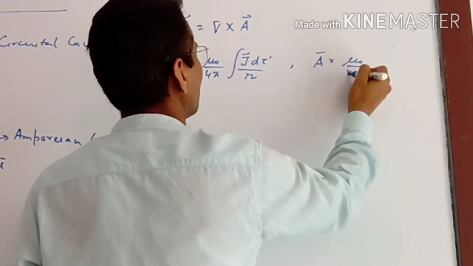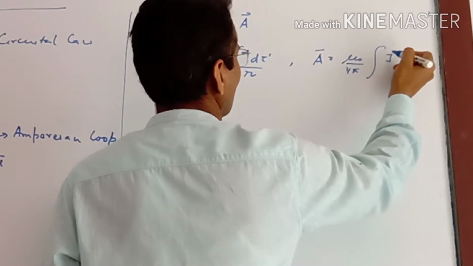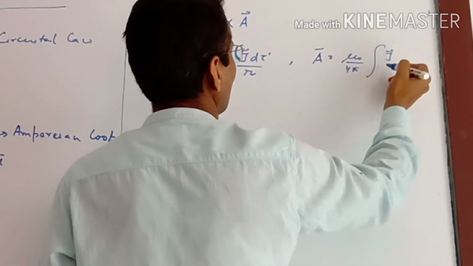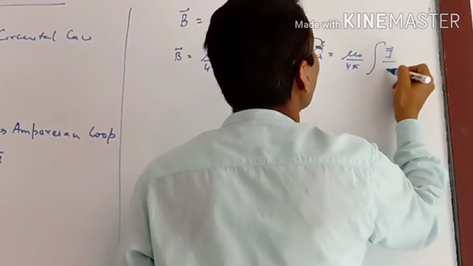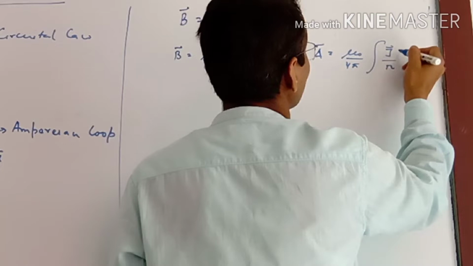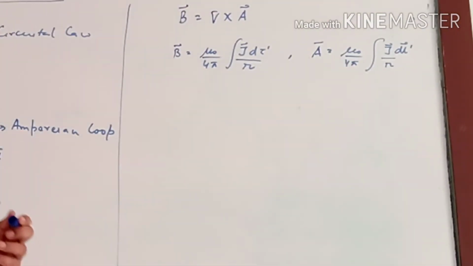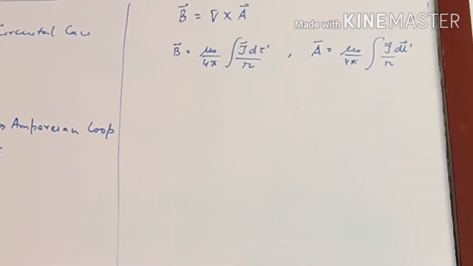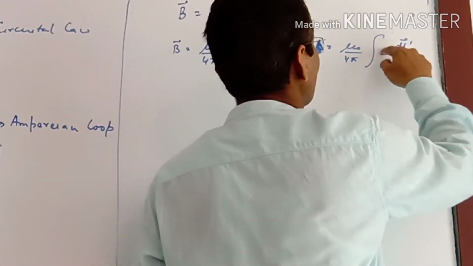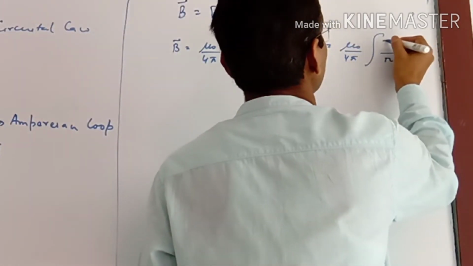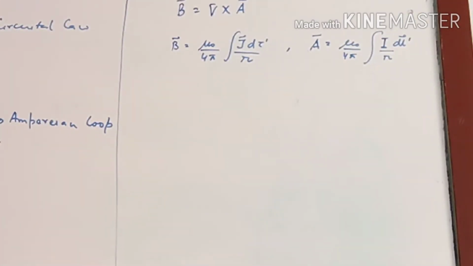mu naught by 4 pi integral of J d tau prime by R. J d tau can be written as I dl prime, the elementary length, so A is mu naught by 4 pi integral of I dl prime by R.